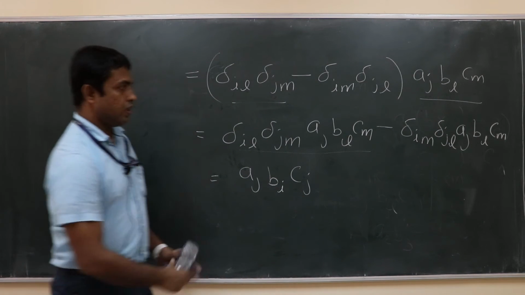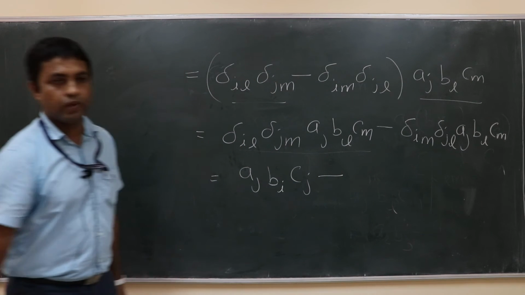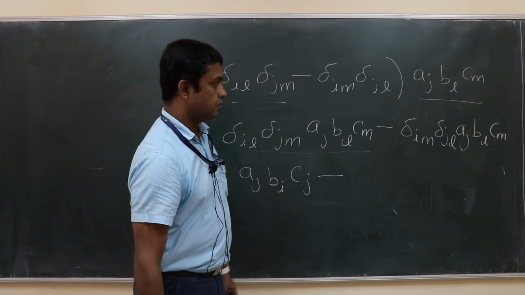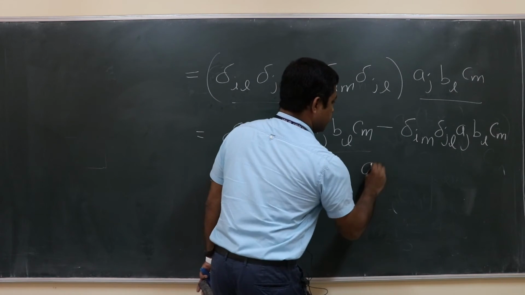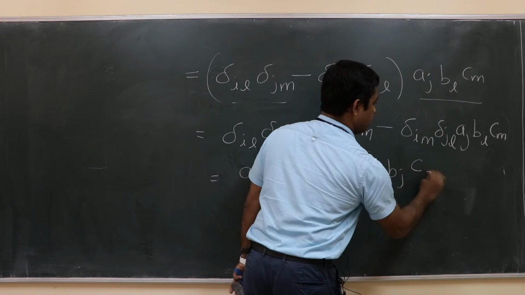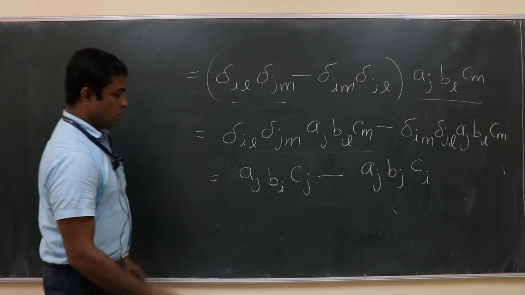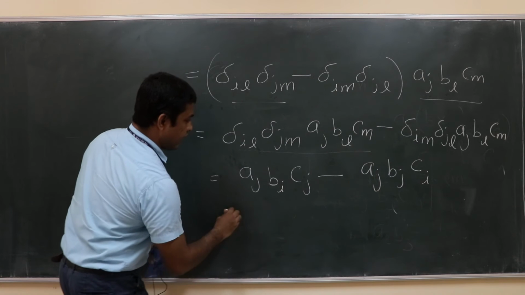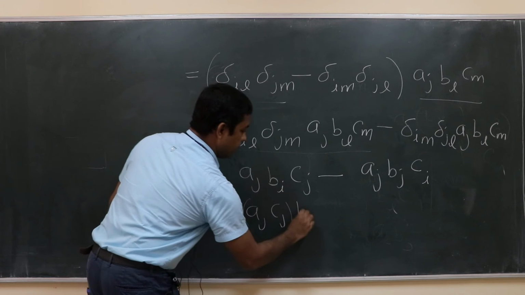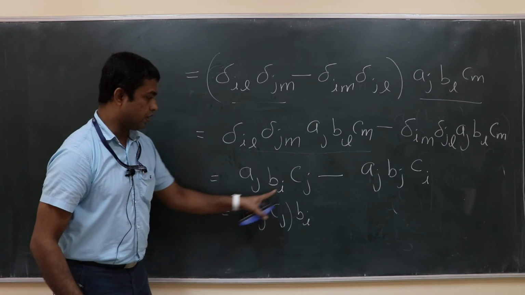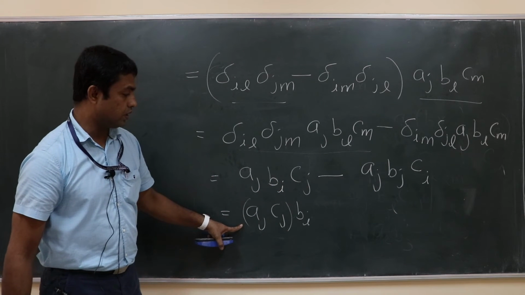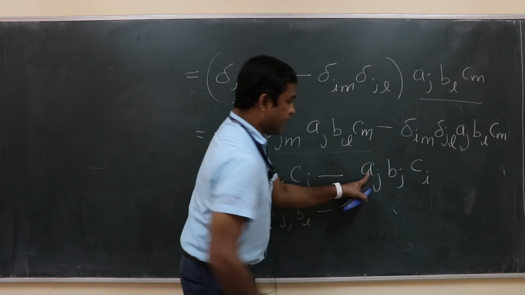Now you tell me the second expression. What are you going to get? AJ, BJ, CI. Yes. So this one, can I write it as AJ, CJ, BI? Can I write it this way? AJ, CJ, BI, because they are numbers, so I can keep them wherever I want. Okay. Yes. So what is AJ, BJ?